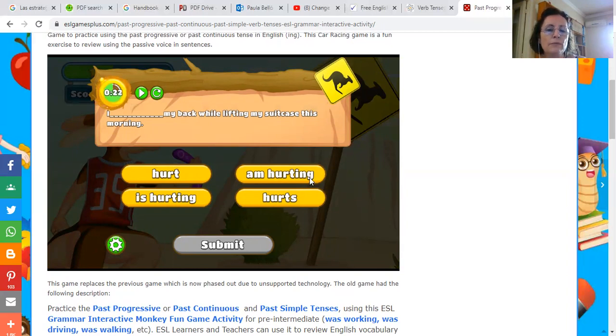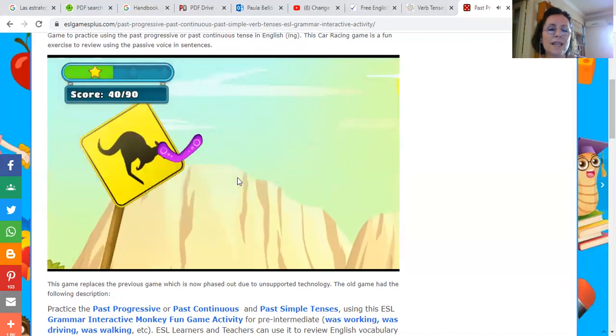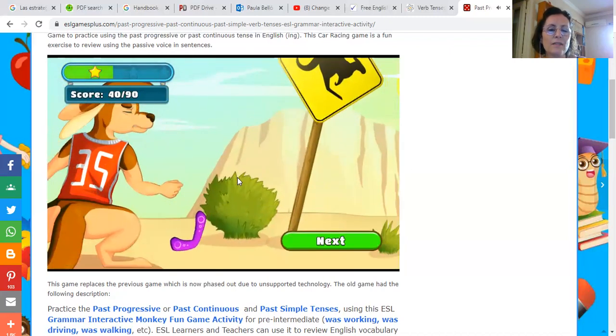My bag while lifting my suitcase this morning. So he was lifting the suitcase. Yes, él estaba levantando la maleta. So, come on, is hurting. No, here it's hurt. Hurt, you see? I hurt. Me lastimé. I hurt my back while I was lifting the suitcase. Okay.